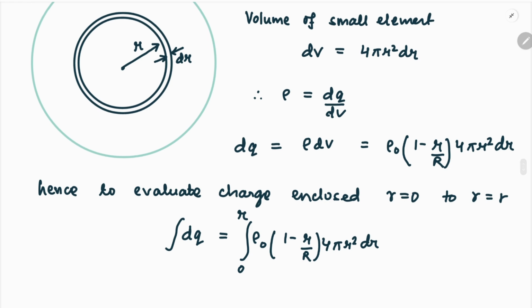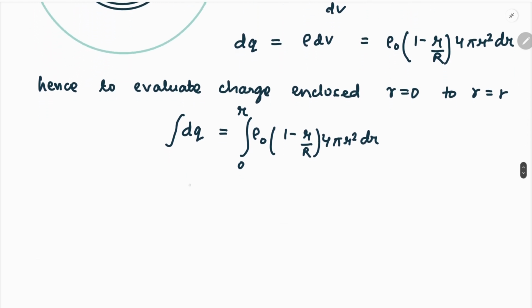So we will get the charge enclosed in this region, and the charge enclosed here turns out to be 4 pi rho naught times the integration of r squared dr, that is r cubed by 3, minus r to the power 4 by 4R. So this is the variation of charge with distance r.